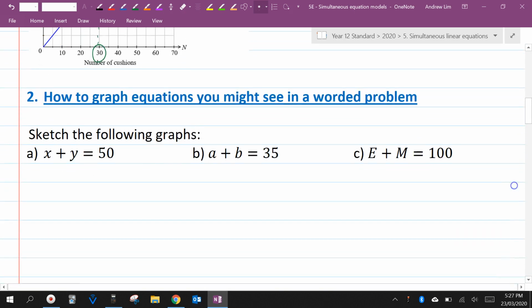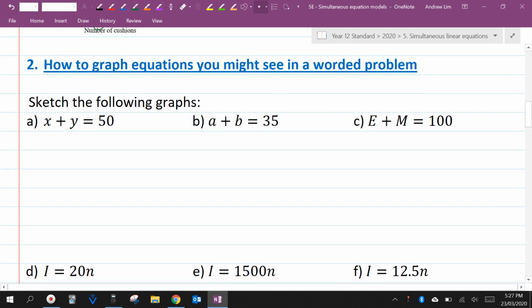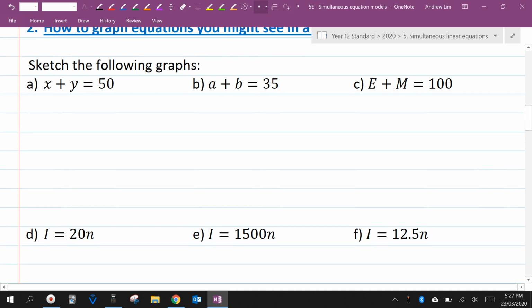So how might you graph equations that you could see in a worded problem? Here we have the following graphs. x plus y is equal to 50. Most of these graphs will look something like this.